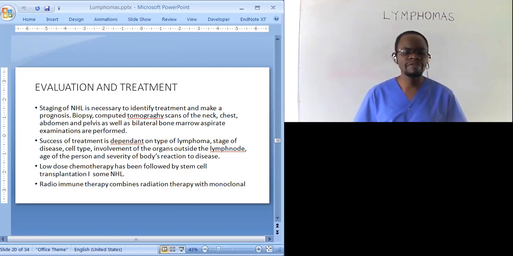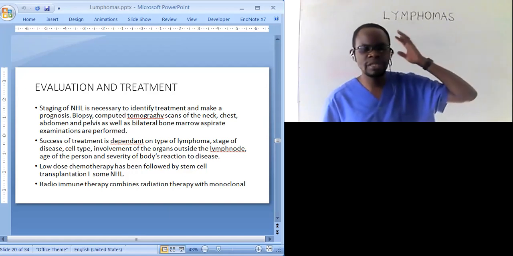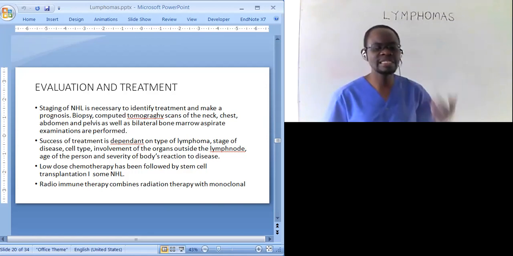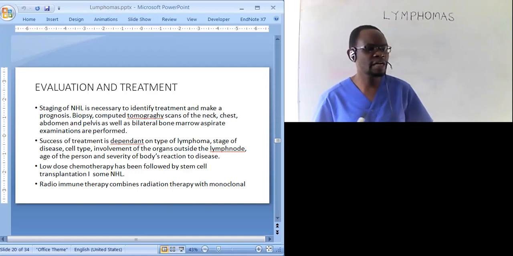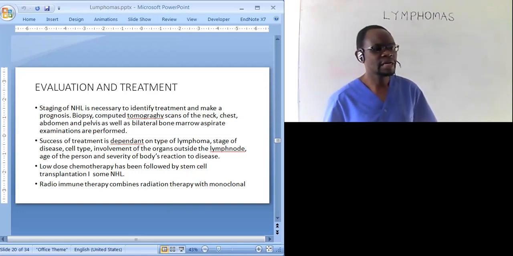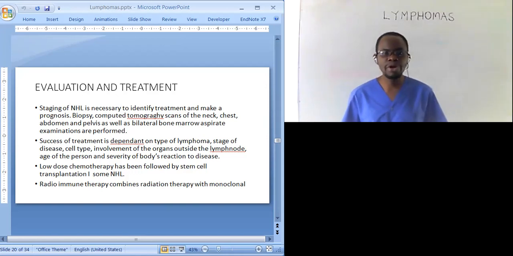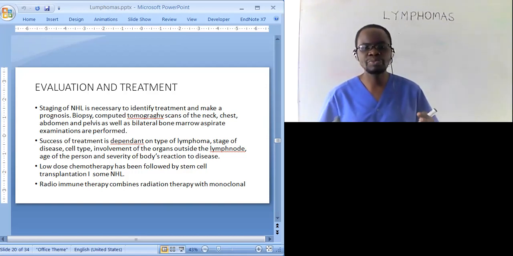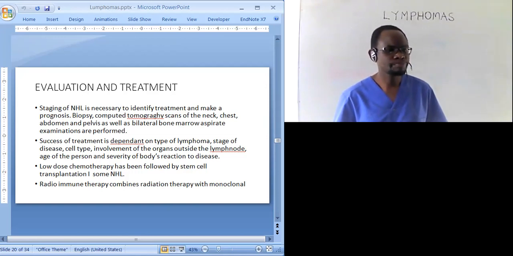Yeah. So if it's within the GI, then the CT scan will pick it up. If it is within the CNS, then the CT scan will help pick it up. CT scans of the neck, chest, abdomen, pelvis, as well as bone marrow aspirates are done for us to see the extent of spread or involvement of this tumor.